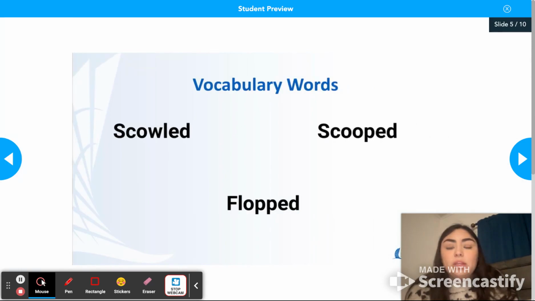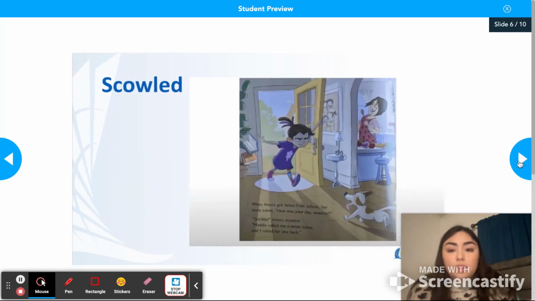Moving on, I have the vocabulary words. I went ahead and just did 3 vocabulary words because it's first grade and the words are a little advanced. So I didn't want to overdo it, being that it was just a quick technology lesson, or a lesson within technology. So I kind of just kept it real short. Like I said, the 3 words are scowled, scooped, and flopped. So the first one would be scowled.